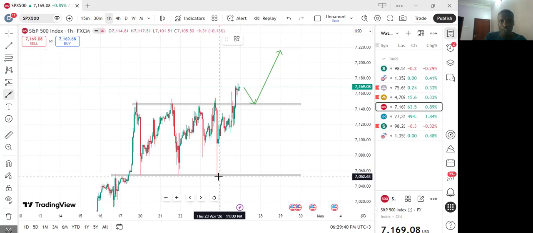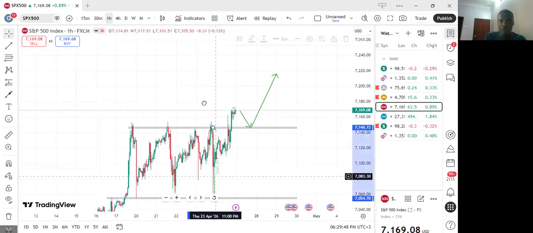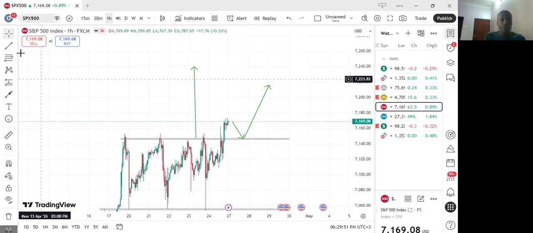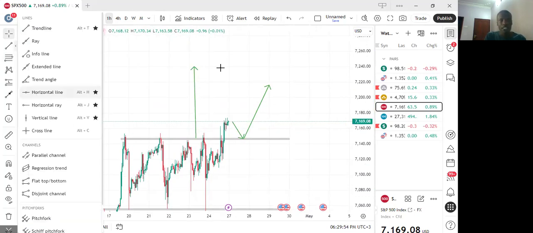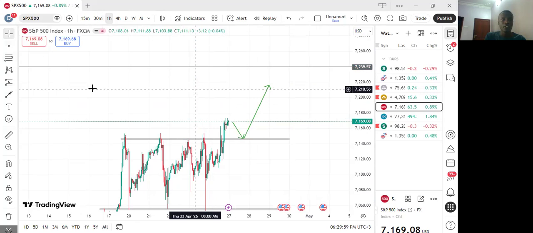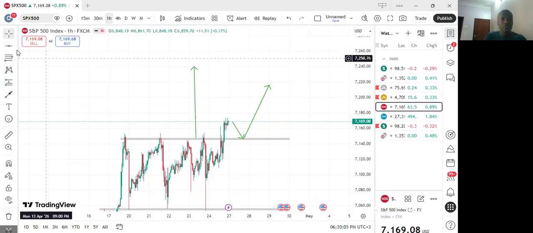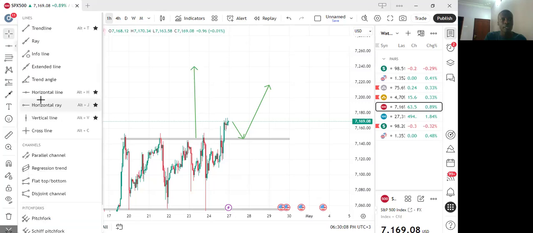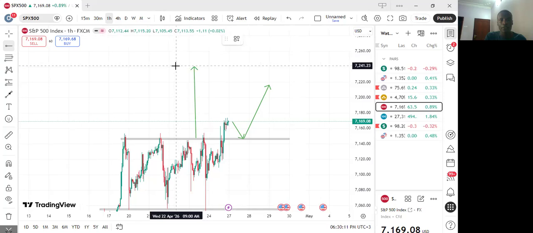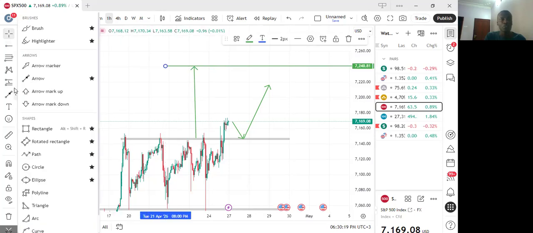So if I can plot this from here, probably at the break of this range, price is likely to move. So my next key area of target on the S&P 500 is this specific area here. So I'll be targeting this level on S&P 500. I'll be looking for buys on it once it pulls back.